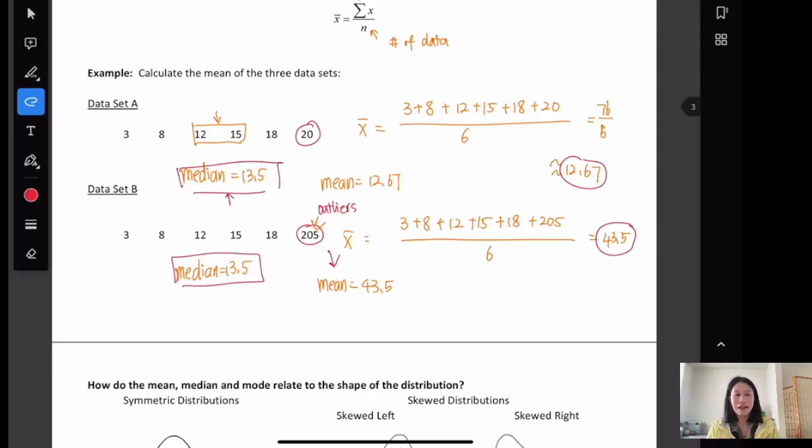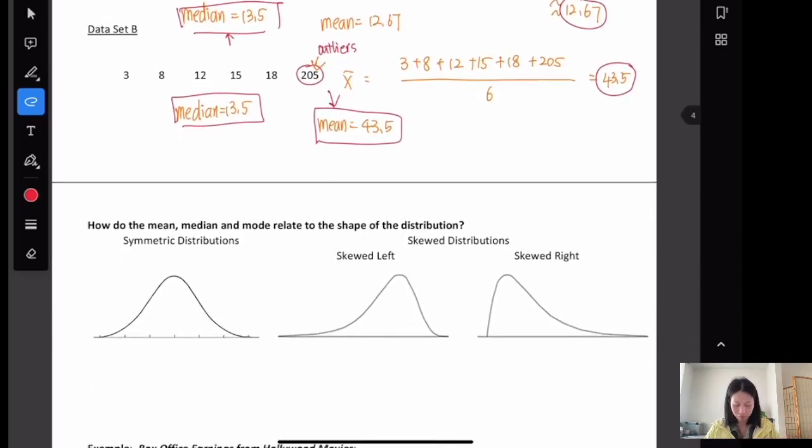That's why a lot of the time, when we talk about the house income, we don't talk about the mean. Most of the time we just talk about the median house income in the Olympia area, the median house income of the US, the median house income of Seattle, because we don't want those outliers to affect our average, to affect how we present our data.